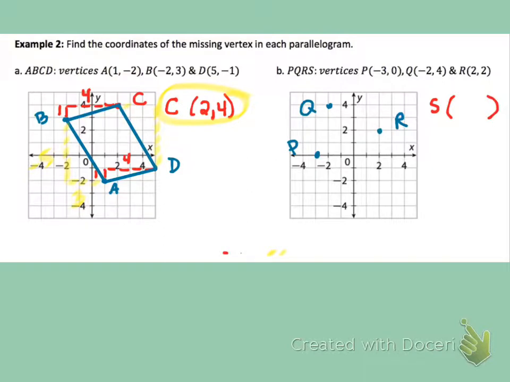Okay? So first of all, I would get an idea of approximately where it's at. So it's obviously got to be somewhere right around in here, right? And so I'm going to connect the points that I do have with segments.